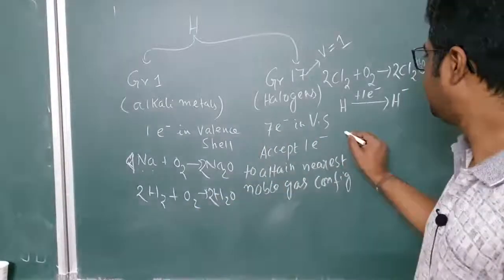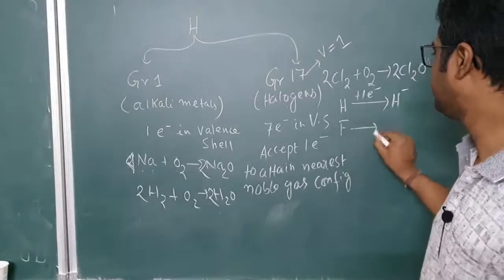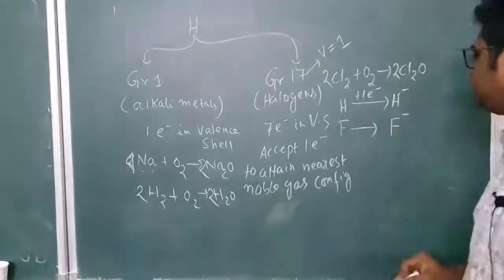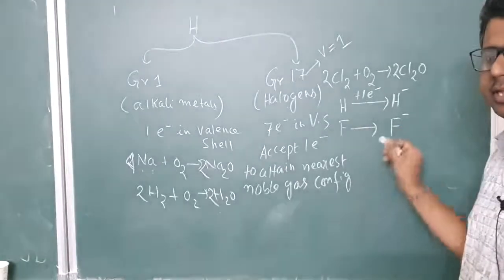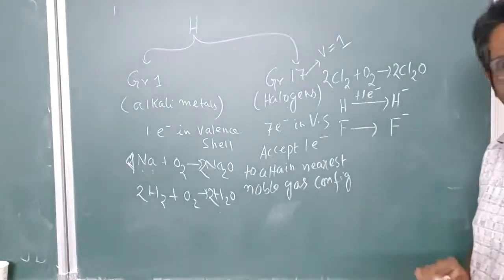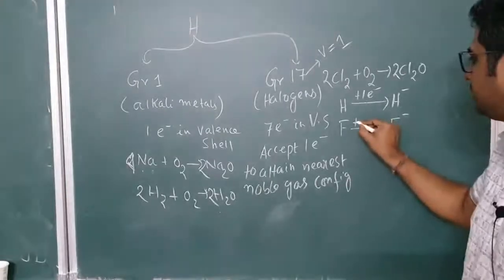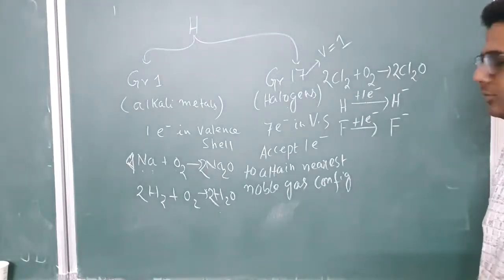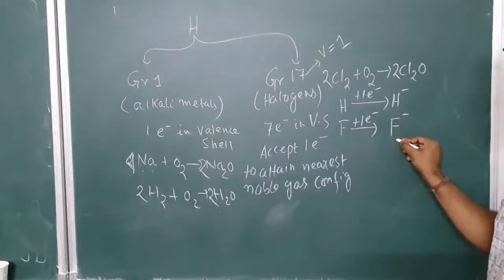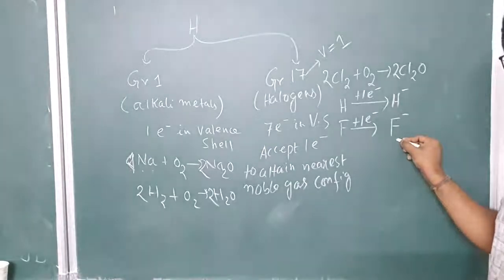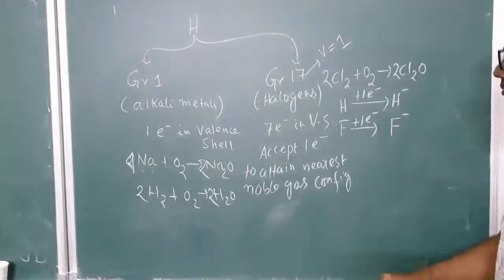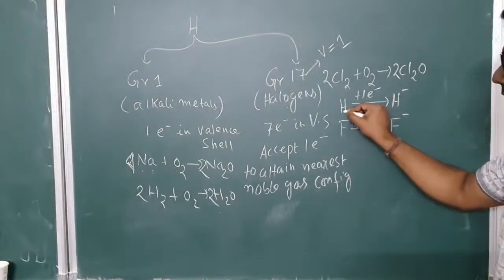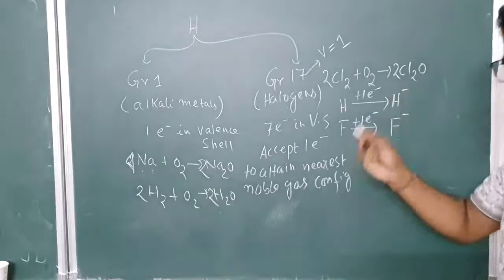Similarly, if you see fluorine, when fluorine forms fluoride ion like this, what does this mean? There was no negative charge; here there is an increase of negative charge. It has accepted one electron. Clear? So fluorine to fluoride, acceptance of one electron. If you see both these reactions, in this, hydrogen has oxidized others. So how has it oxidized others?